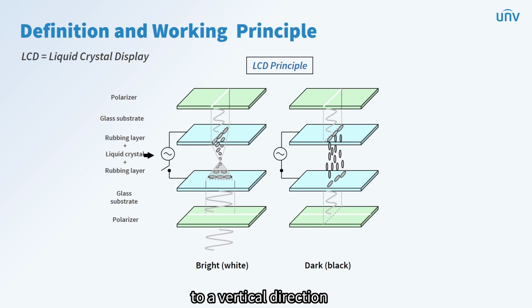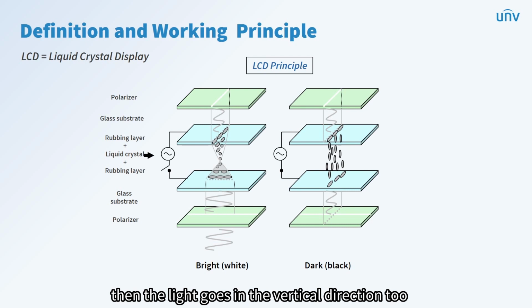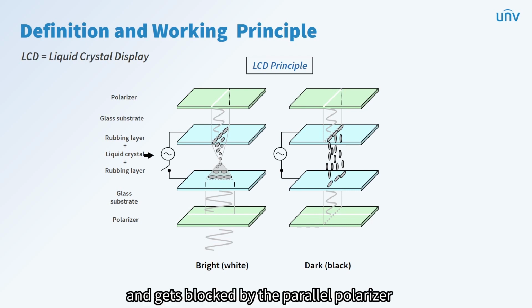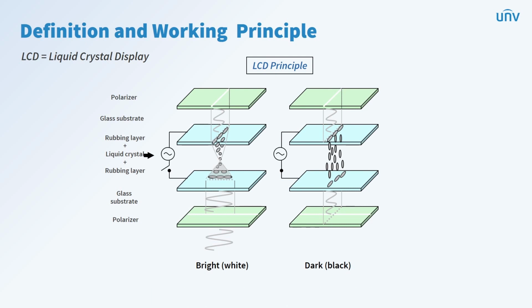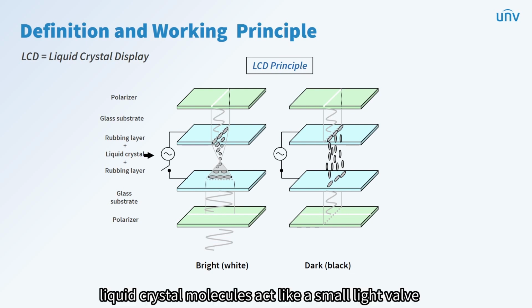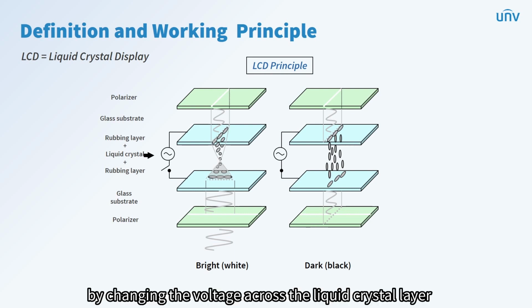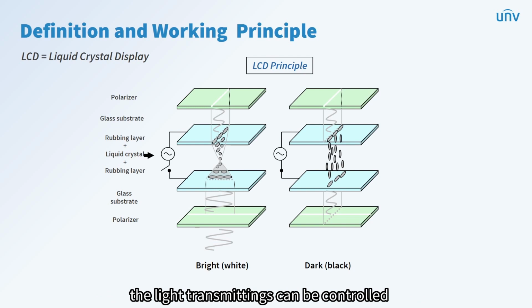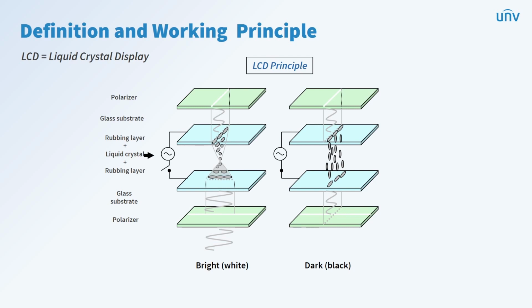When the electricity is on, the arrangement of the liquid crystal molecules will be changed to a vertical direction. Then the light goes in the vertical direction too, and gets blocked by the parallel polarizer. So the screen displays dark. Liquid crystal molecules act like a small light valve. By changing the voltage across the liquid crystal layer, the light transmittance can be controlled. When placed with a color filter, the screen will display different colors.